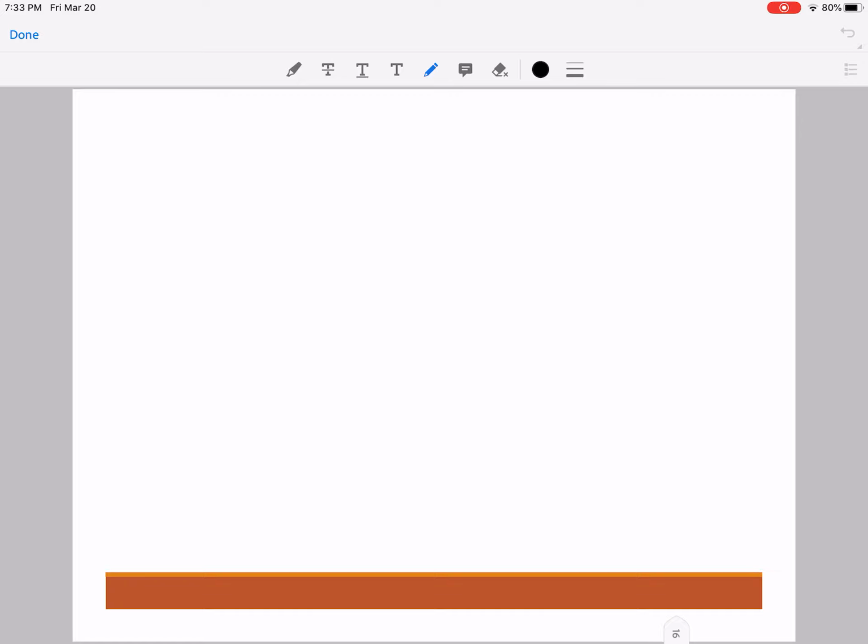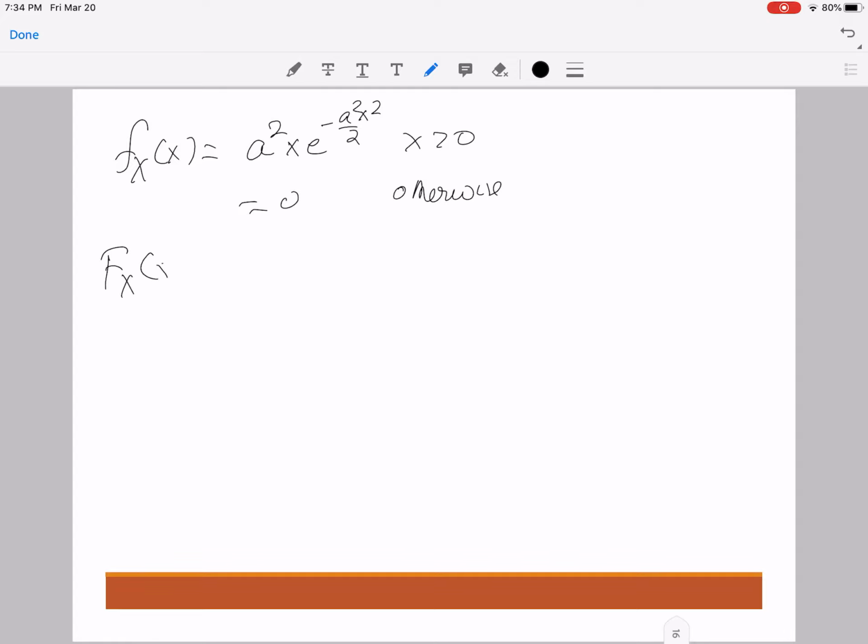All right, so let me give you the solution for this particular problem. The PDF, the probability density function, is a squared x times e to the negative a squared x squared over 2 for x greater than 0. It's equal to 0 otherwise. I need to find F of x, the CDF. Now, F of x is obtained by integrating the PDF from -infinity to x.